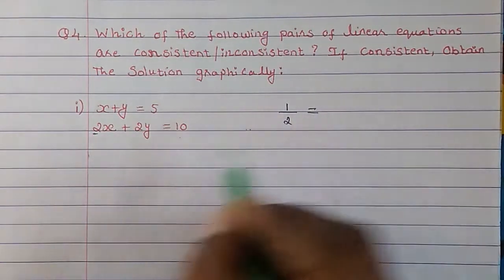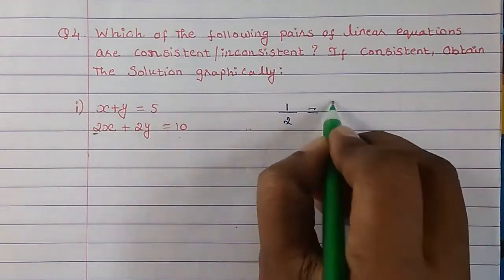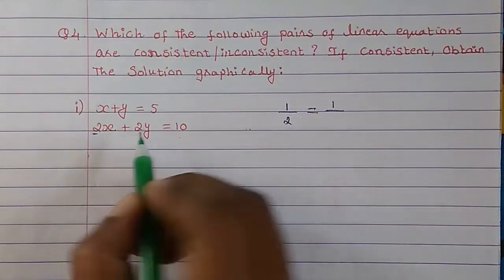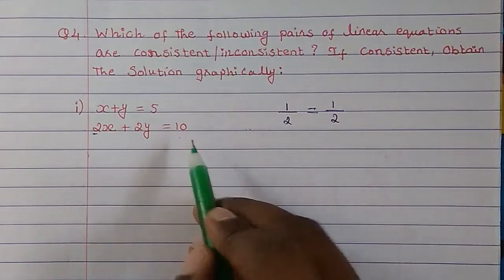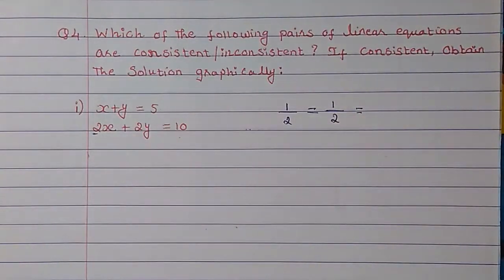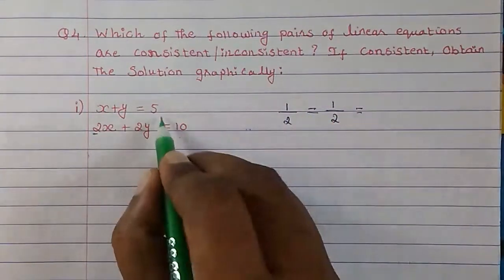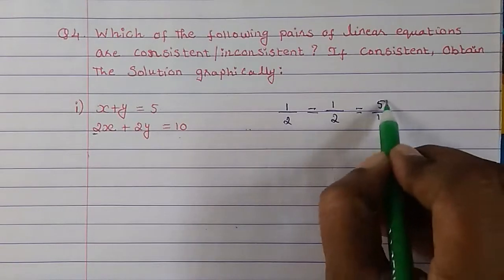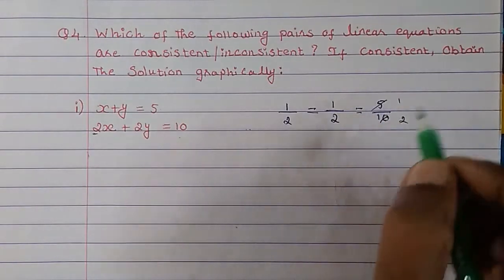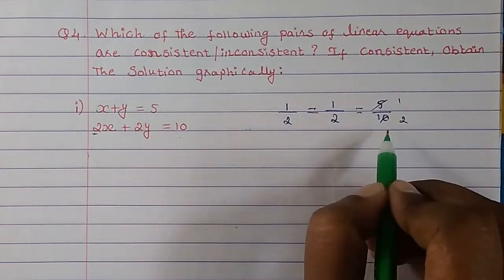Let's compare the first two. Here we have B1 as 1, and here B2 is 2. So both ratios are the same. So let's go for the third one now. The third one is 5 upon 10. If we simplify this, 1 times 5, 2 times 5, so we have got all three the same.